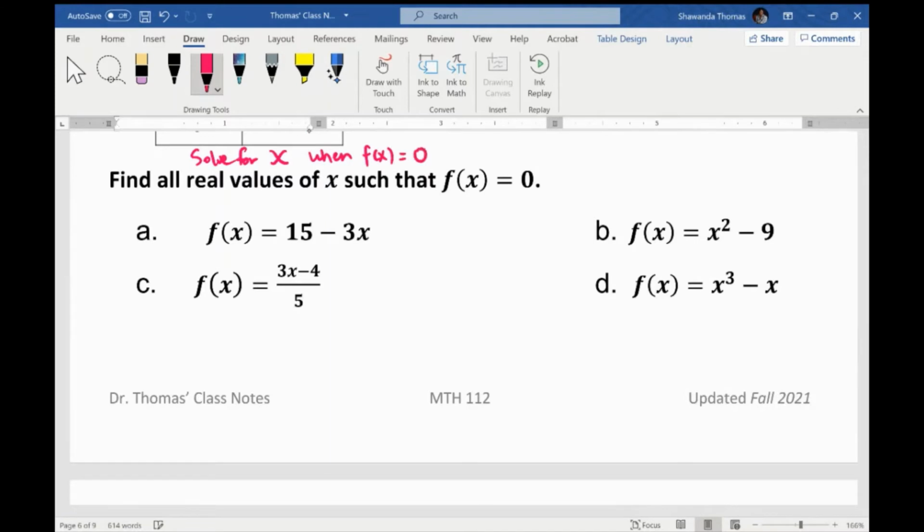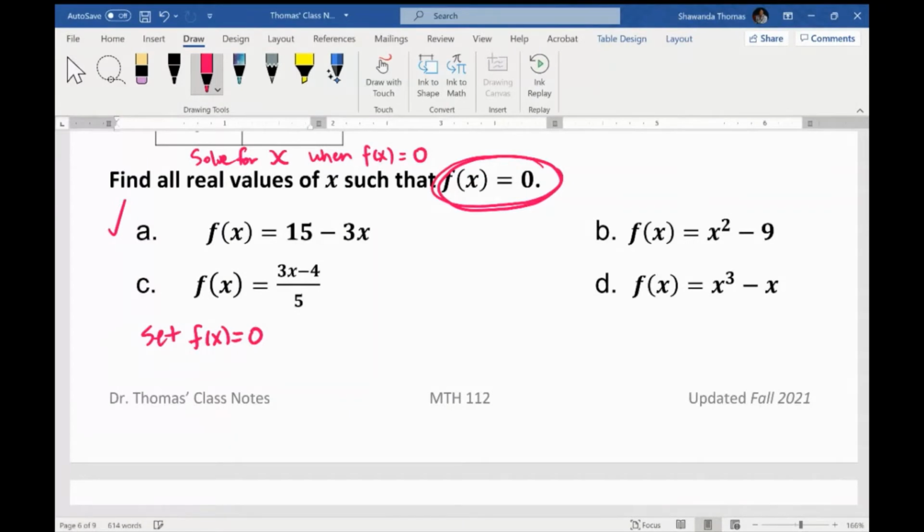So let's look at A first. What does f of x equal in A? Just read it off verbatim. 15 minus 3x. I can write it over here. According to this, f of x equals 0. All it's saying is set f of x to equal 0.